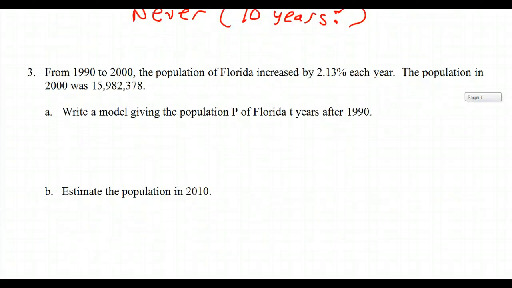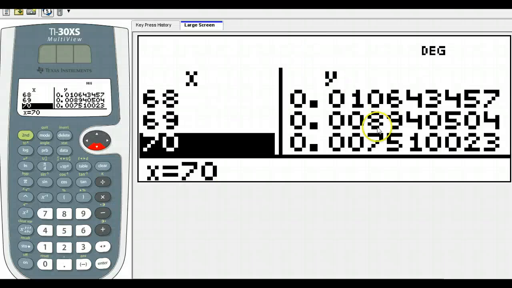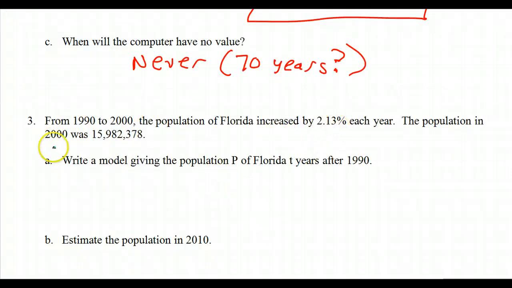That is not a very good question, but I hope you see how you can use your calculator to play with the values and really see what's happening over time. Okay, so where do you want to call it? 68 years, 69 years, when is it worth nothing? It's still worth fractions of a penny. It's an open question. Anyway, moving on.